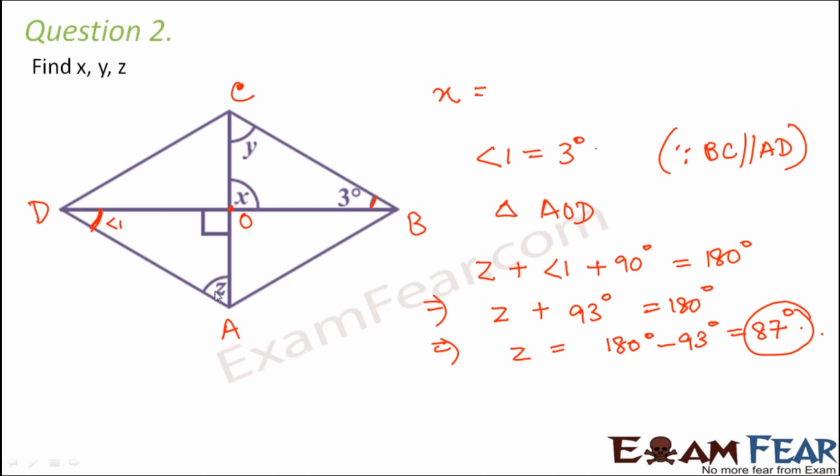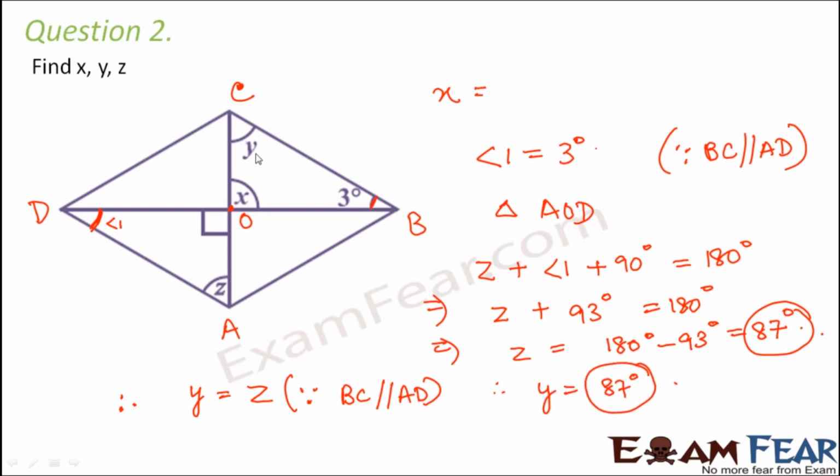Now once we have found the value of Z, we can very easily find the value of Y. Why? Because Y will be equal to Z, since BC is parallel to AD. So again, these are also alternate angles. Therefore, Y will also be equal to 87 degrees. So now we know Y, we know Z.